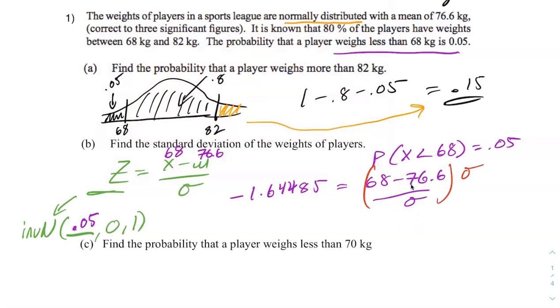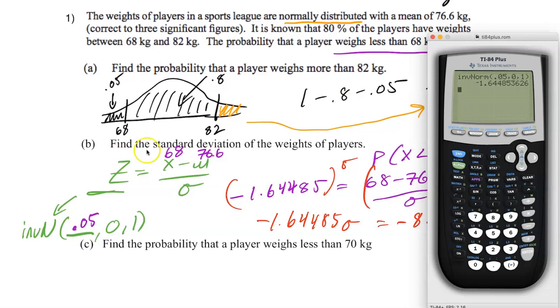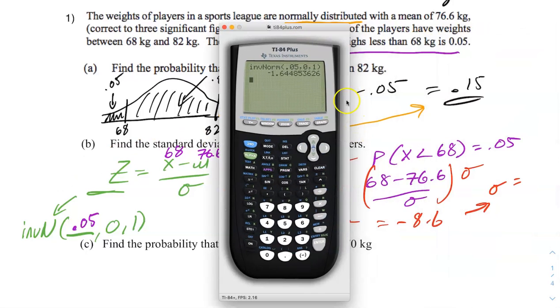Let's multiply both sides by that, and I get negative 1.64485 sigma equals 68 minus 76.6, which is negative 8.6. Like that, and then we just have to divide by this. So if I do negative 8.6 divided by negative 1.64485, I get my standard deviation, and here I could round it once I get my answer. So I'm going to leave that answer there.